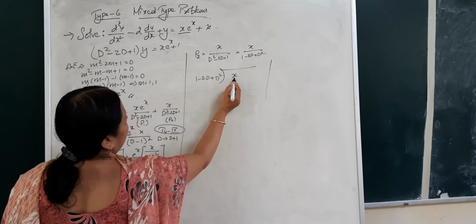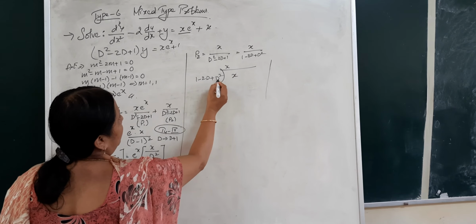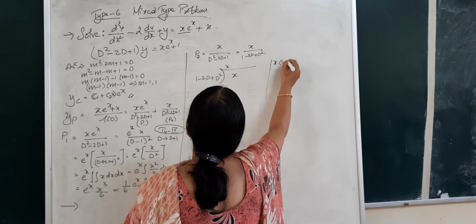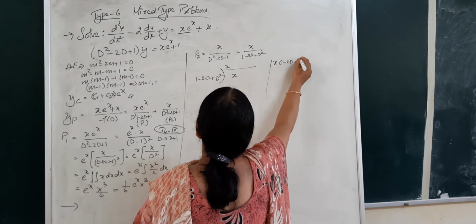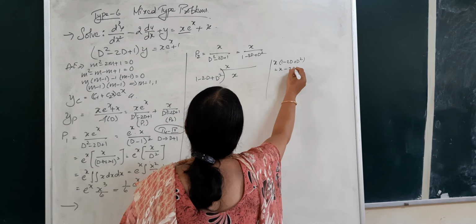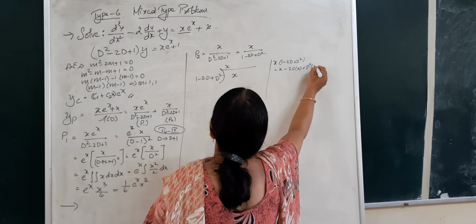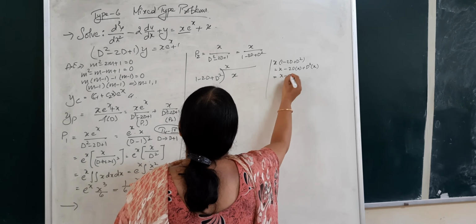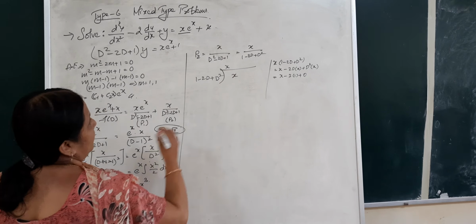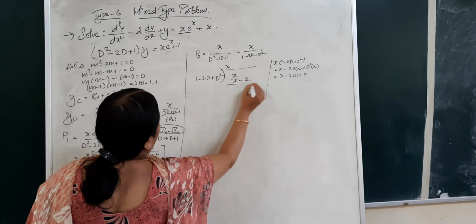So we get first term by first term, x by 1 is x. Now multiplying x with all these three terms in the denominator, we get x into 1 minus 2d plus d square. So the product will be x minus 2d times of x plus second derivative of x, which is going to be 0. So minus 2 into 1 plus 0. So we get x minus 2. So writing that here, x minus 2.